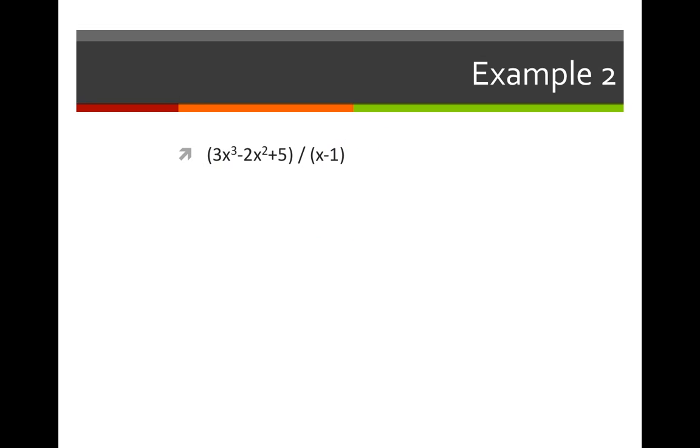Here's another example. Again, we're going to look at this polynomial. We're going to write those coefficients across the top of the box. But this one's a little different. We have an x to the third and x squared, but there's no x term. So we have to put in that placeholder for x. Otherwise, our final result will not be correct.